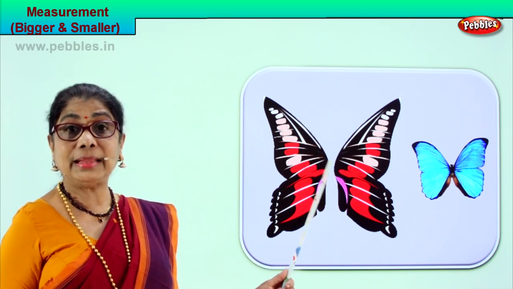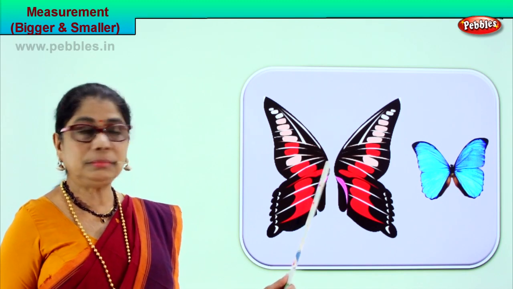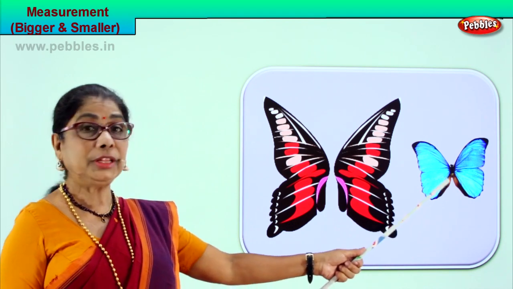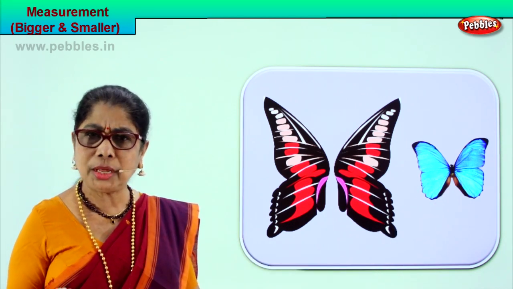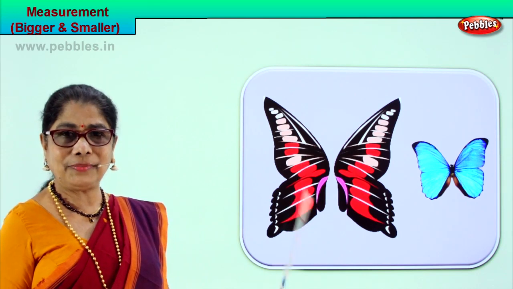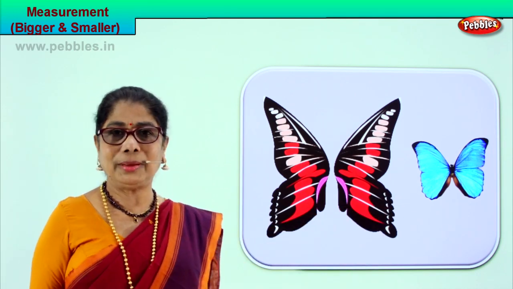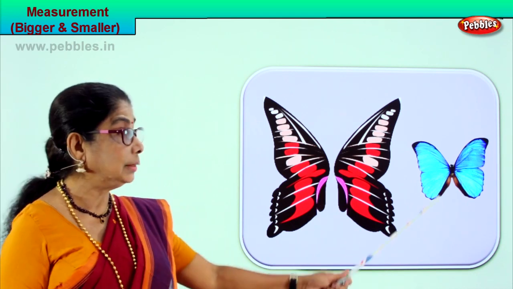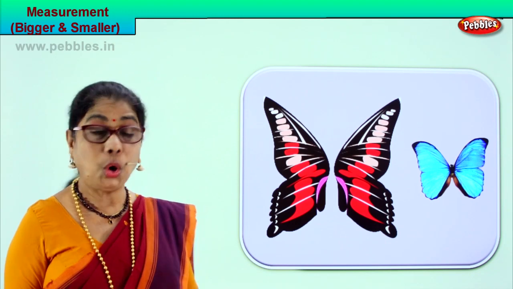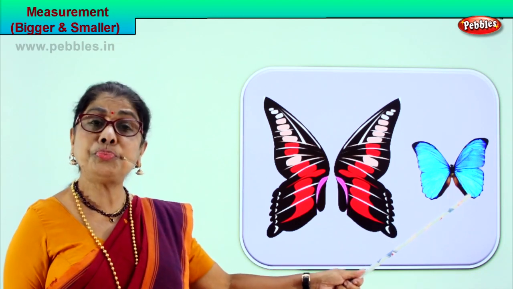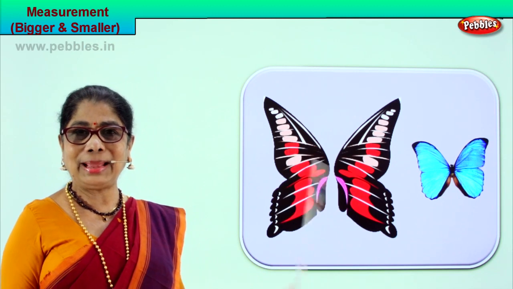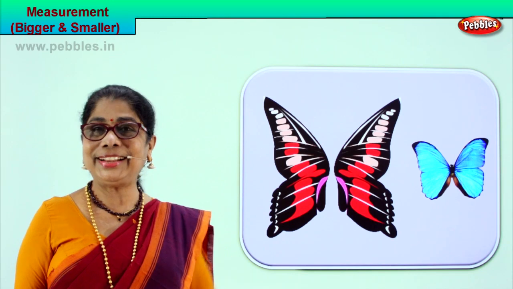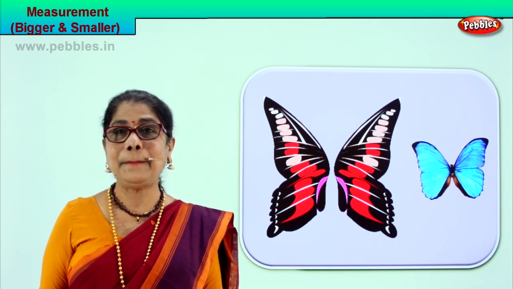This butterfly is bigger because even the wings are bigger than this butterfly. This blue butterfly is smaller than this butterfly. Even the wings are smaller. Let's say this butterfly is bigger than this butterfly, or the blue butterfly is smaller than the red and black butterfly. Bigger, smaller. Good. Let's look at another picture.